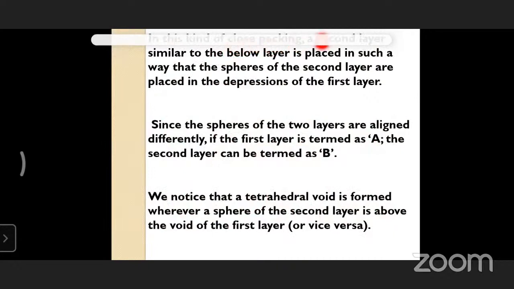In this kind of close packing, a second layer similar to the below layer is placed in such a way that the spheres of the second layer are placed in the depressions of the first layer. Depressions I already told: wherever the empty space is available in the first layer, that is called depressions. Since the spheres of the two layers are aligned differently, if the first layer is termed as A and the second layer is termed as B, we notice that a tetrahedral void is formed wherever a sphere of the second layer is above the void of the first layer.